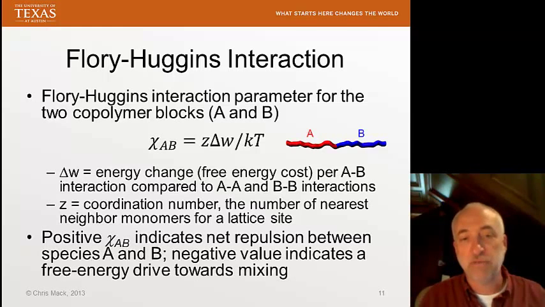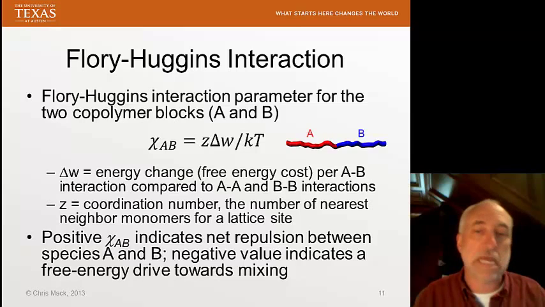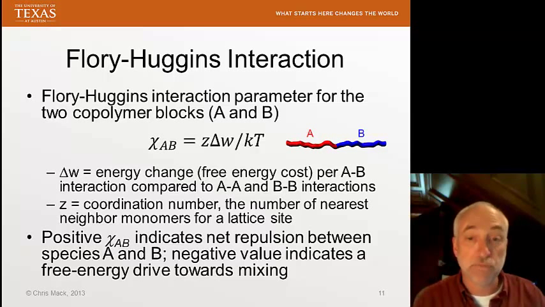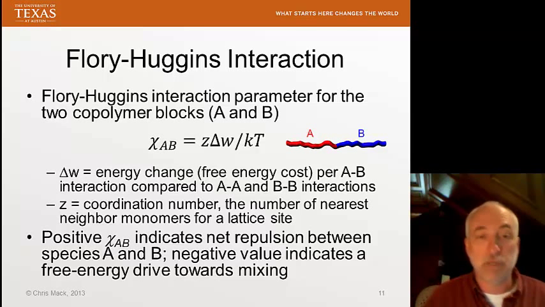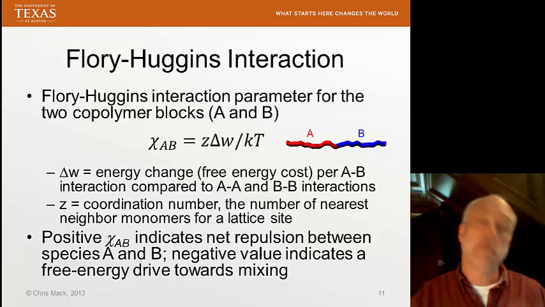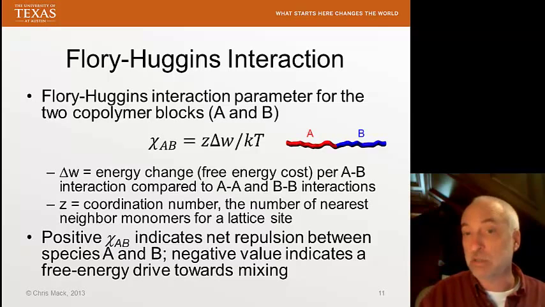If chi AB is positive, then there's a net repulsion between A and B. If I have a negative value, that means putting an A next to a B results in a lower energy, and there's a free energy drive towards mixing them up. It can be either way, but we're going to design block copolymers where chi AB is positive. In fact, we're going to try and make it a large positive number.